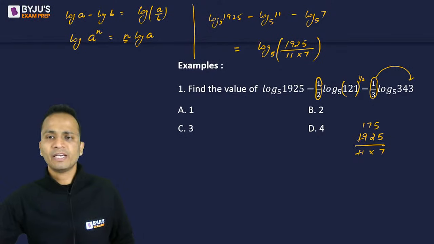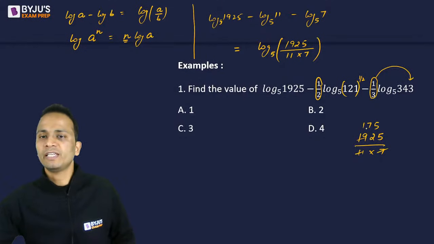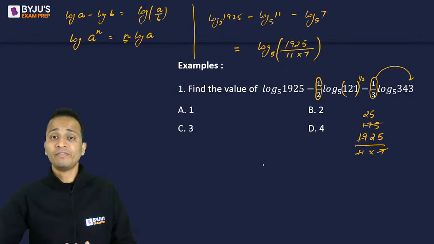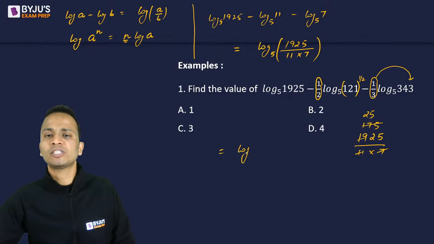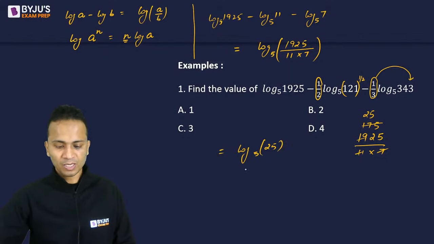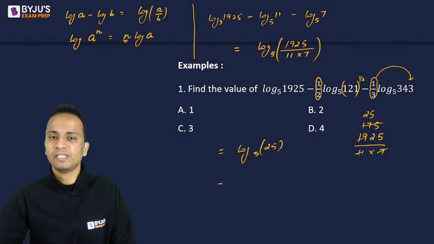So 175 आ गया. Now 175 को 7 से divide किया, I'll get 25. All right, so 25 आ गया. So in this bracket I'll have 25. So the expression will become log of 25 to the base 5.